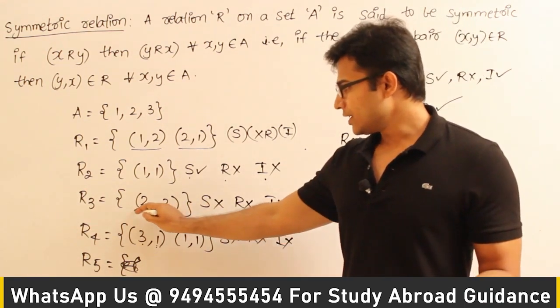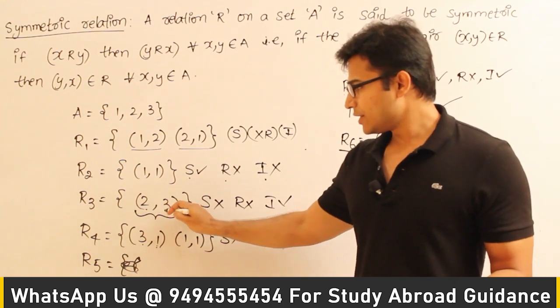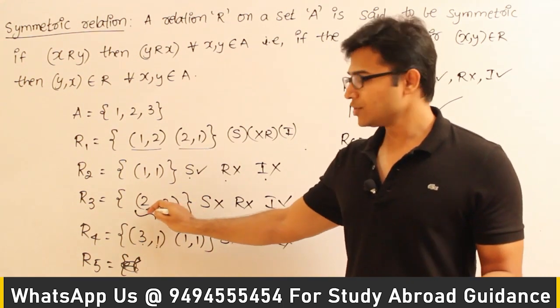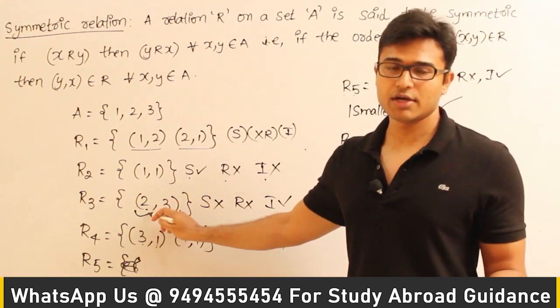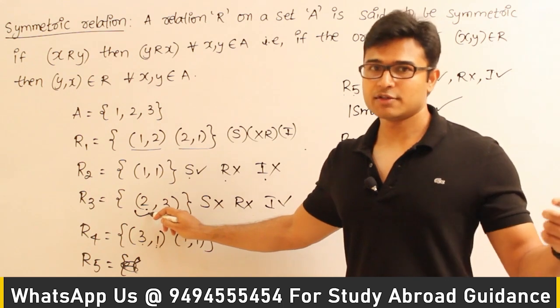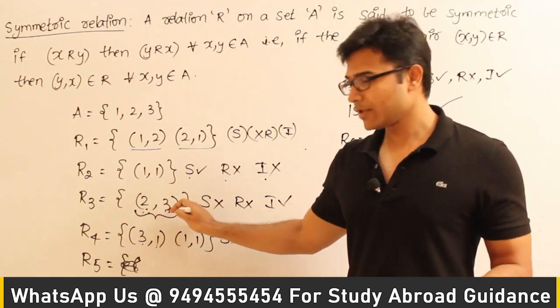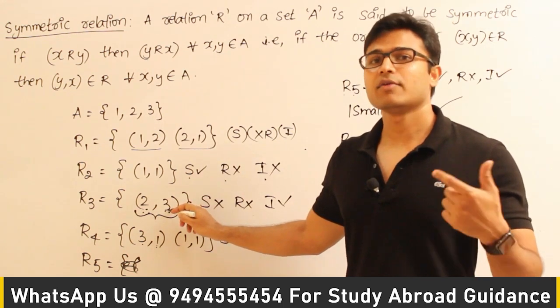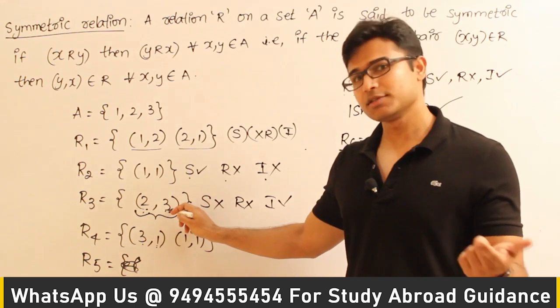In this case, if this relation has to be symmetric, 2 comma 3 is present, but 3 comma 2 is not present. In case you include 3 comma 2, then it will be symmetric. Got it? And you need not check about other elements like 2 comma 4 or 1 comma 2, something like that. Only when x comma y is present, you should worry whether y comma x is present or not. In case it is not present, it is not symmetric. In case it is present, it is symmetric.